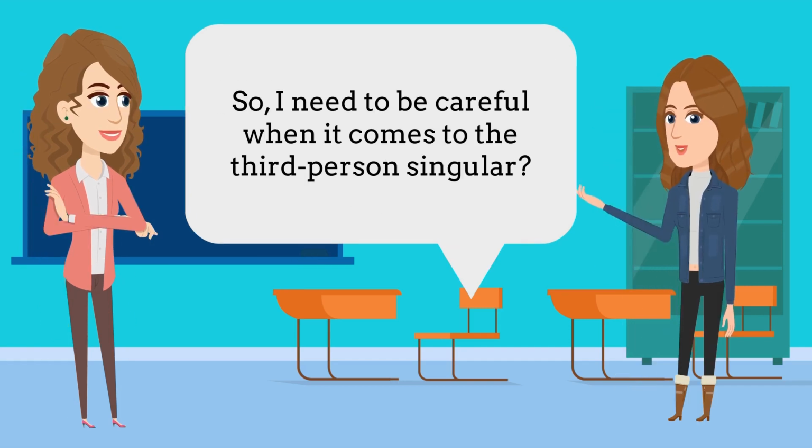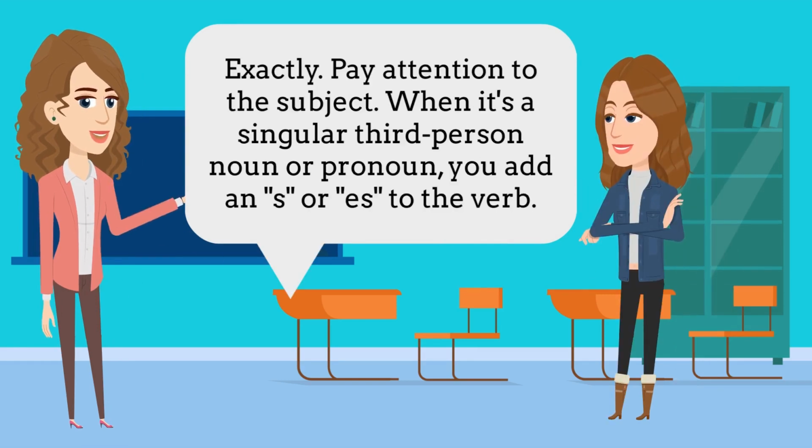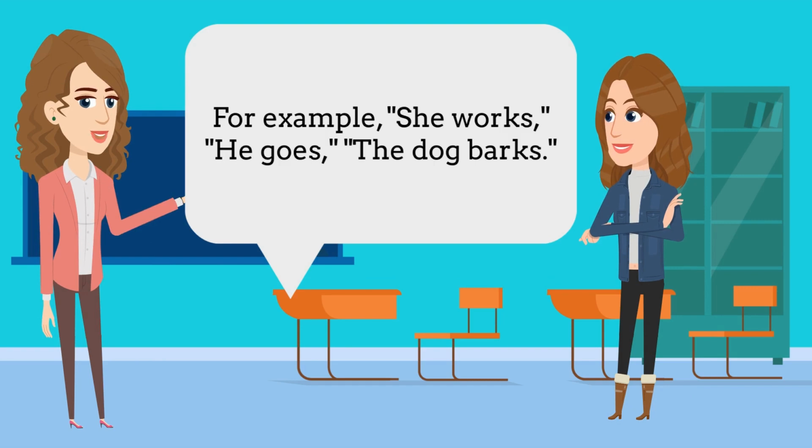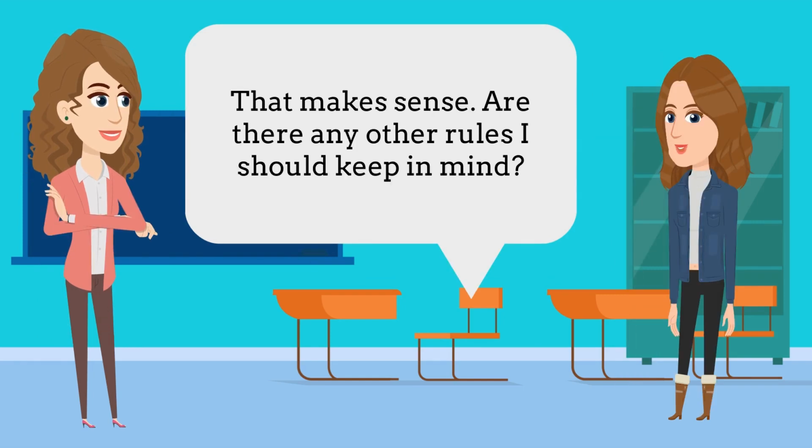So, I need to be careful when it comes to the third person singular? Exactly. Pay attention to the subject. When it's a singular third-person noun or pronoun, you add an s or es to the verb. For example, she works. He goes. The dog barks. That makes sense.